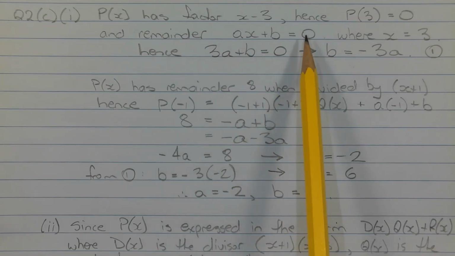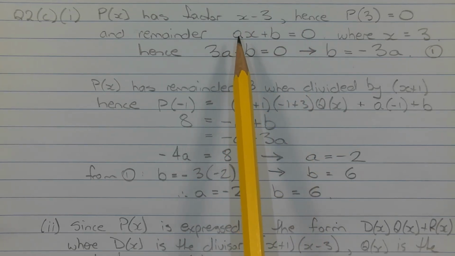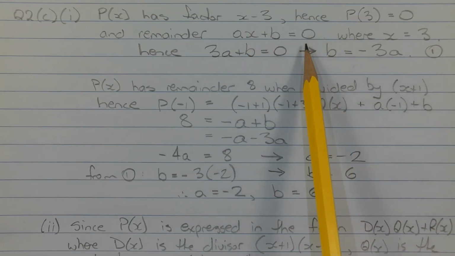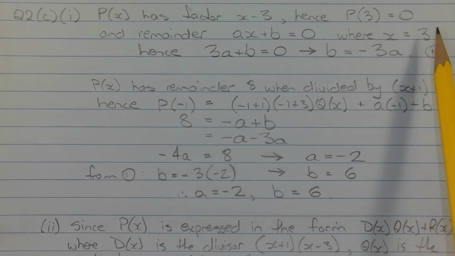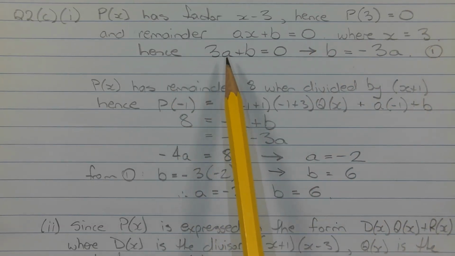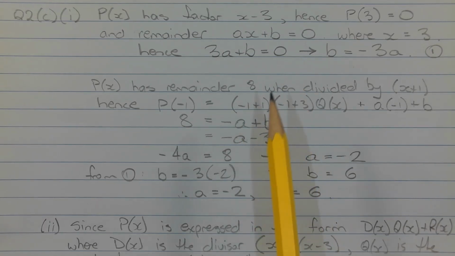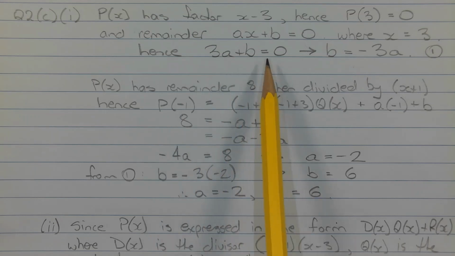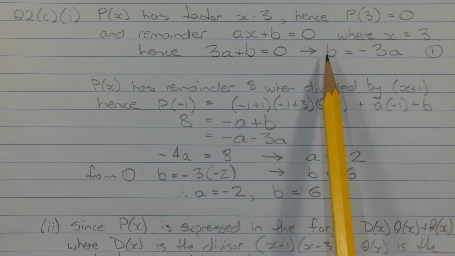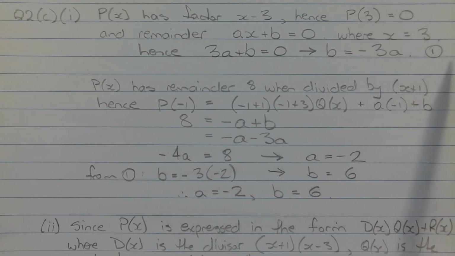So the remainder component of the right-hand side, which is ax + b, equals 0 where x is equal to 3. Hence 3a + b = 0 when we substitute 3 for x into the remainder component. Rearranging this equation to make b the subject, we get b = -3a. Let's call this equation number 1.